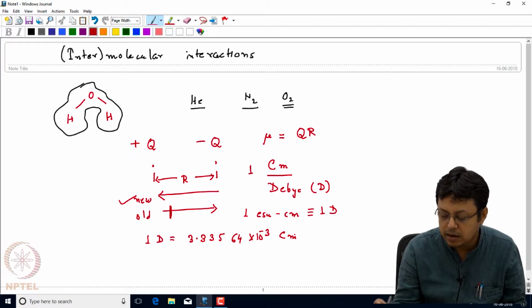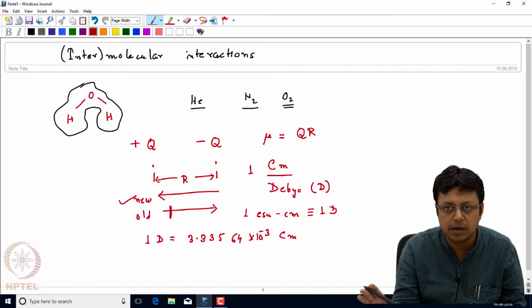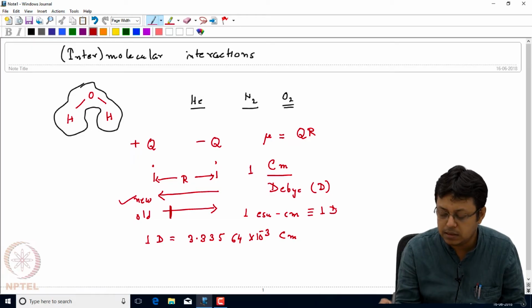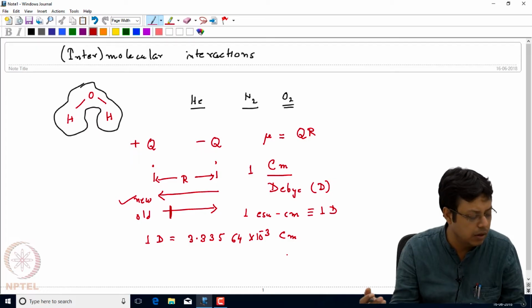Now, as I said earlier, this unit debye is very useful for molecular dipole moments. We will come to polarizability later. We are now talking about just permanent electric dipole moment. The reason behind this choice of debye is that molecular dipole moments are usually on the order of a few debyes.